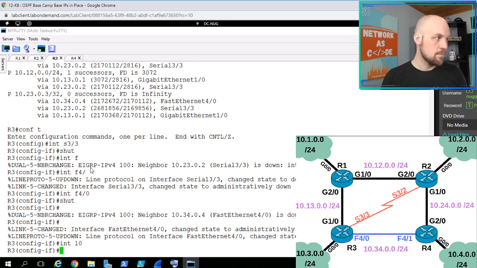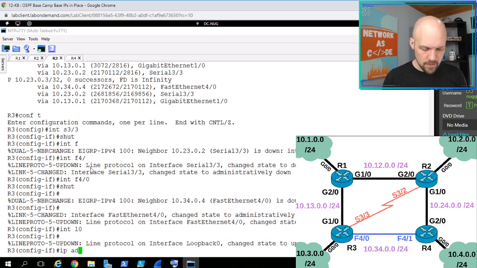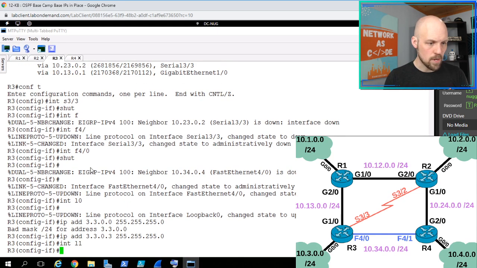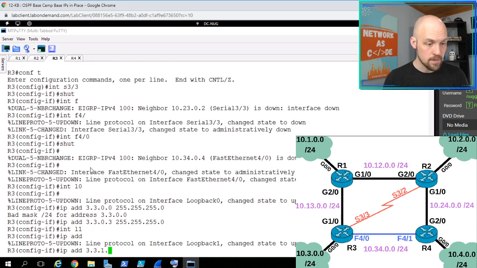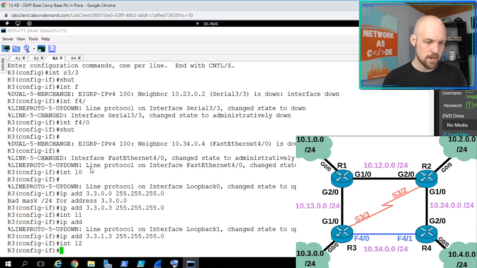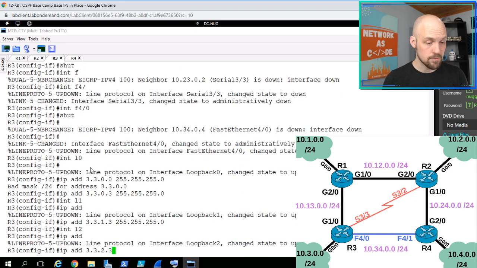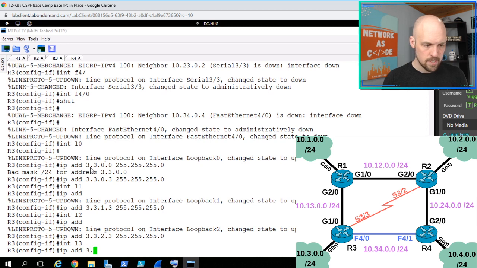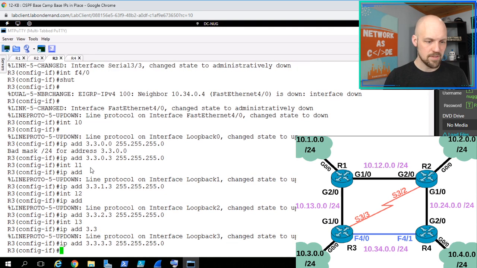Okay, so let's make those loopback interfaces. Interface loopback 0, IP address, let's make this 3.3.0.3, 255.255.255.0. And then we have interface loopback 1, IP address 3.3.1.3, 255.255.255.0. And then interface loopback 2, IP address 3.3.2.3. You're lining up that third octet with the loopback number. So interface loopback 3, IP address, finally we get to 3.3.3.3. That seems like a good ID.